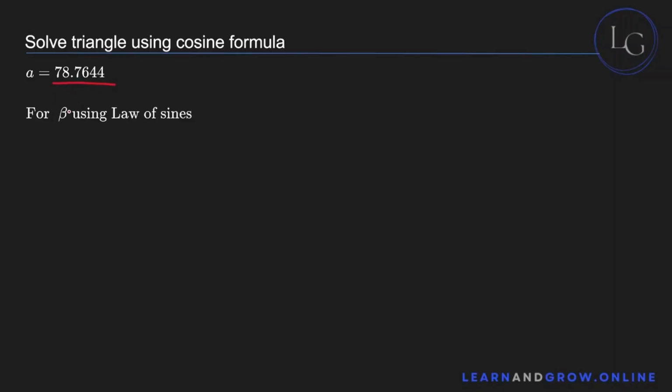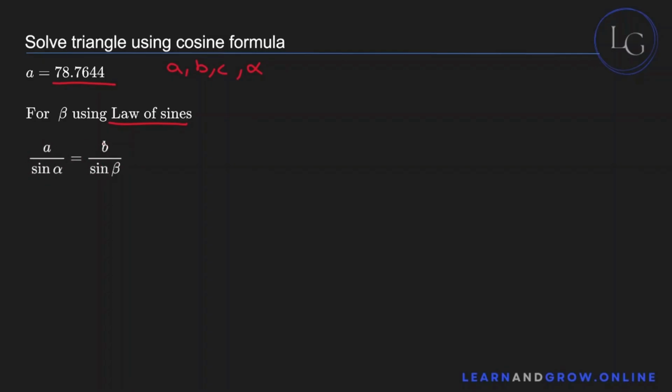Now that you have the side A, you would basically have all three sides, A, B, C, and you also have the angle alpha. So now using this law of sines, you can find out the angles beta and gamma as well. So now, A over sine alpha is equal to B over sine beta.